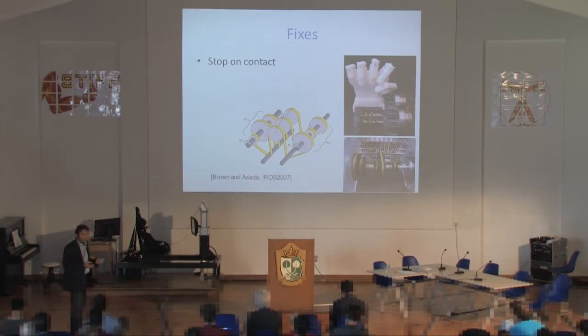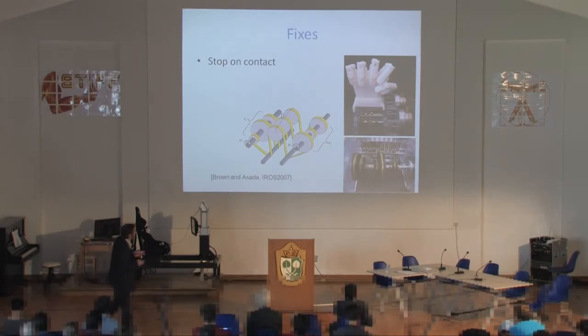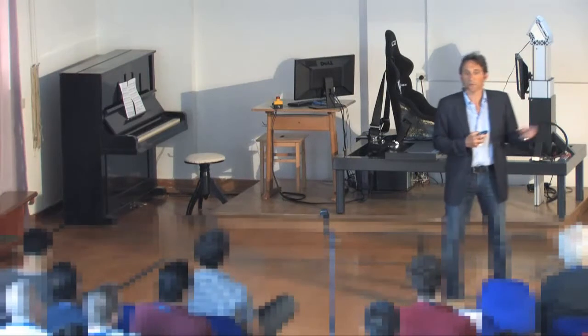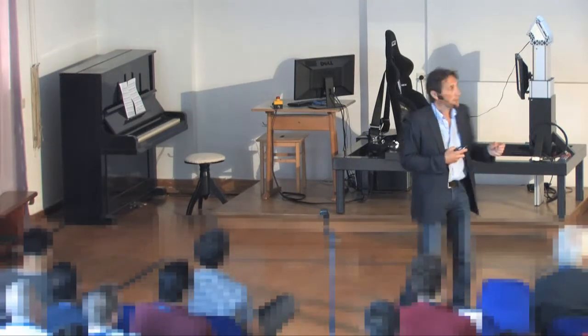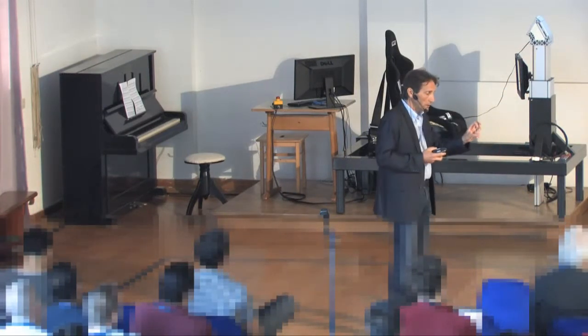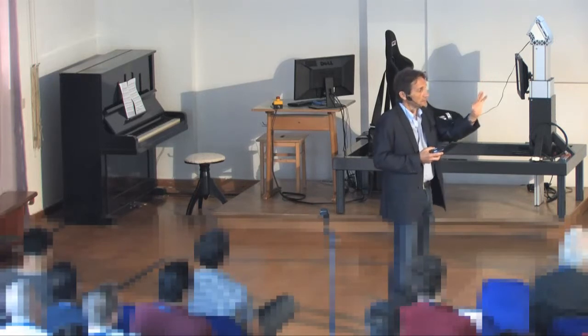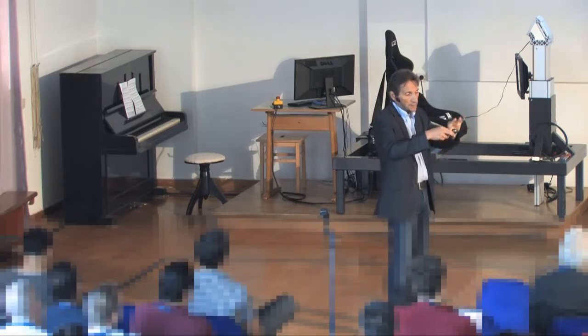There are a few groups that have used synergies to design hands or algorithms. This is a group at MIT who designed a very nice hand that has all wires arranged in ways that the hand with two motors moves according to the first two synergies. So what they do is, when the hand closes and gets in contact with the object, the hand stops.